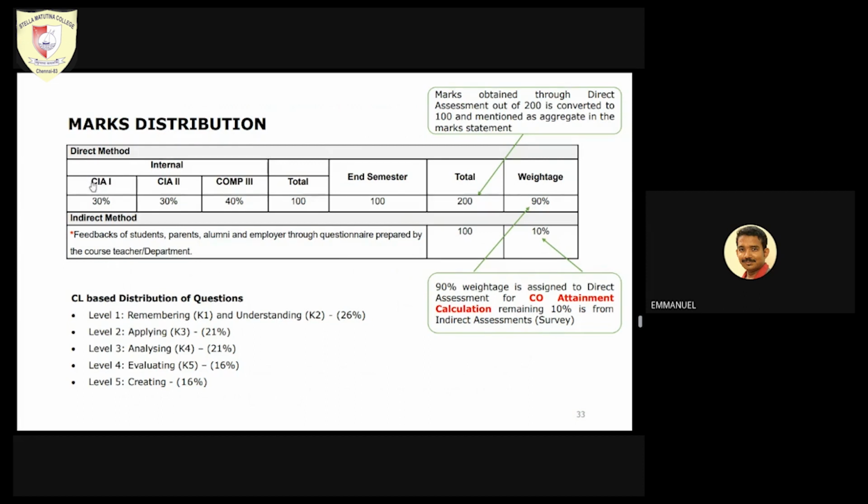So in a particular semester, like in schools, we have a midterm test, quarterly, another second midterm test, half yearly, or maybe two midterm tests in a particular term.